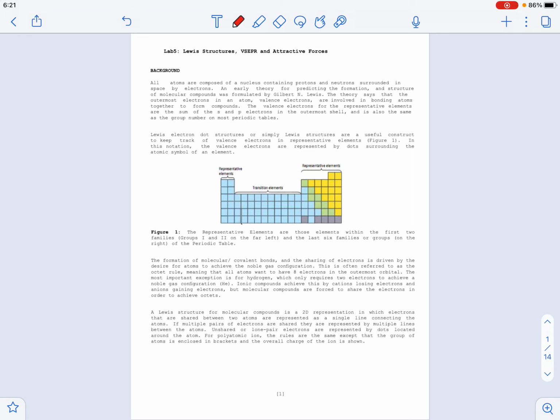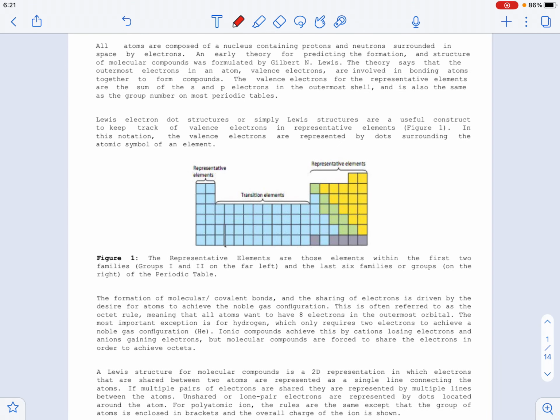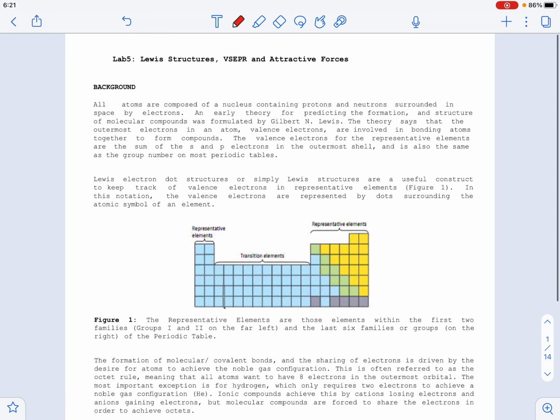In this video, we are going to be going over the concepts of Lab 5, which is titled Lewis Structures, VSEPR, and Attractive Forces. When it comes to the background, the first thing that we're going to be discussing is the idea of Lewis structures.